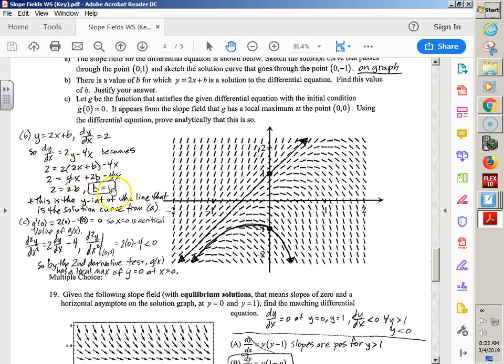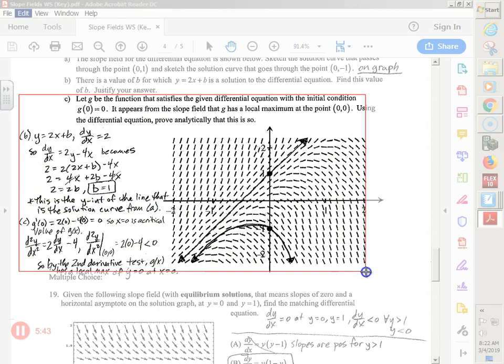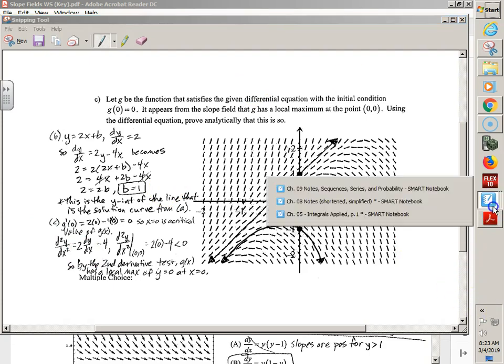And then letter C was talking about local extrema. Now I'm going to go ahead and pause because I didn't do this fully on Friday. I gave a hint about it, but I didn't do it fully. I want to peek at letter C with you guys just because it is so important.